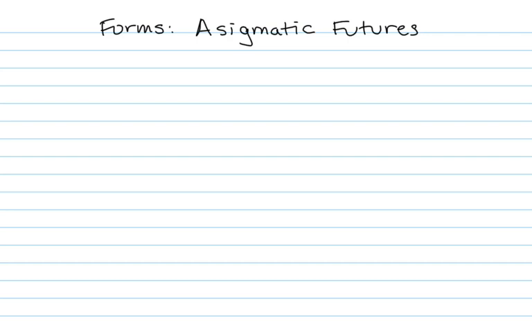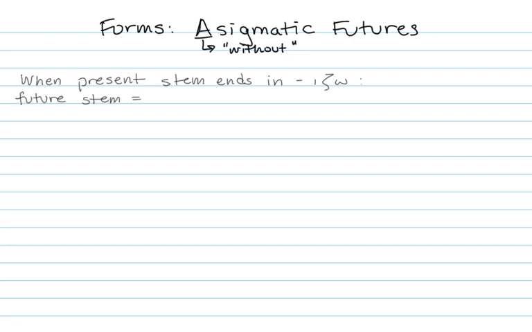So those were all sigmatic futures, although for some of them the sigma changed the stem a bit. Now let's look at some that form the future without using a sigma at all. So asigmatic, the A at the beginning means without. So particularly when the stem ends in izo, then the future stem, if you follow our pattern, should be iso, but we learned on the previous slide that the zeta will go away and you're left with iso.